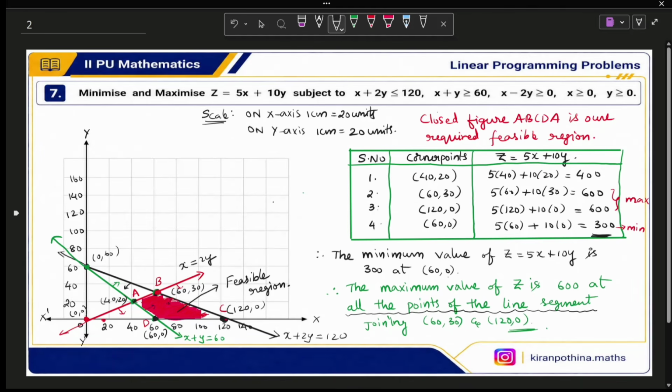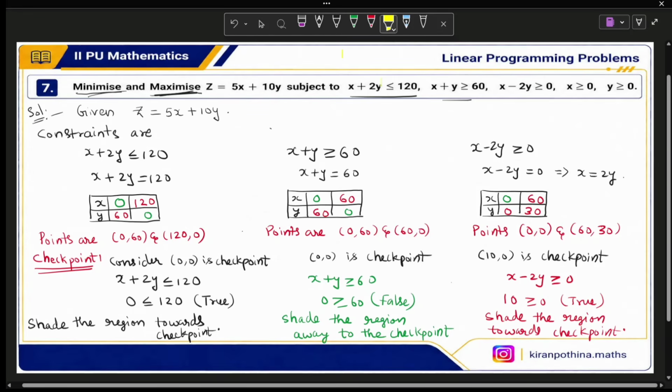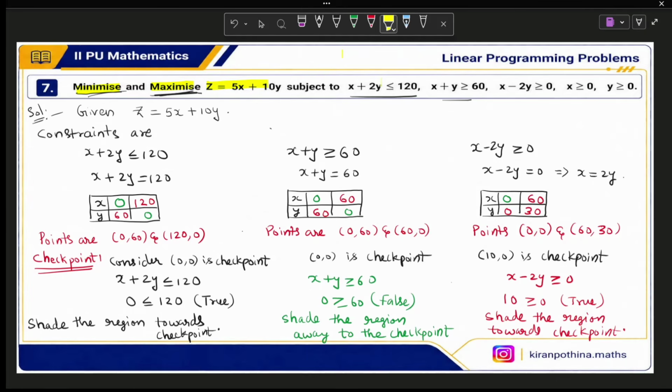Once again, we revise from the starting, guys. They ask you to minimize as well as maximize z equal to 5x plus 10y, subject to constraints. Three constraints are given: x plus 2y less than or equal to 120, x plus y greater than or equal to 60, and x minus 2y greater than or equal to 0. First part is the inequality, next part is the equation. Next is finding points: when x equal to 0 we get the y value, and when y equal to 0 we get the x value.